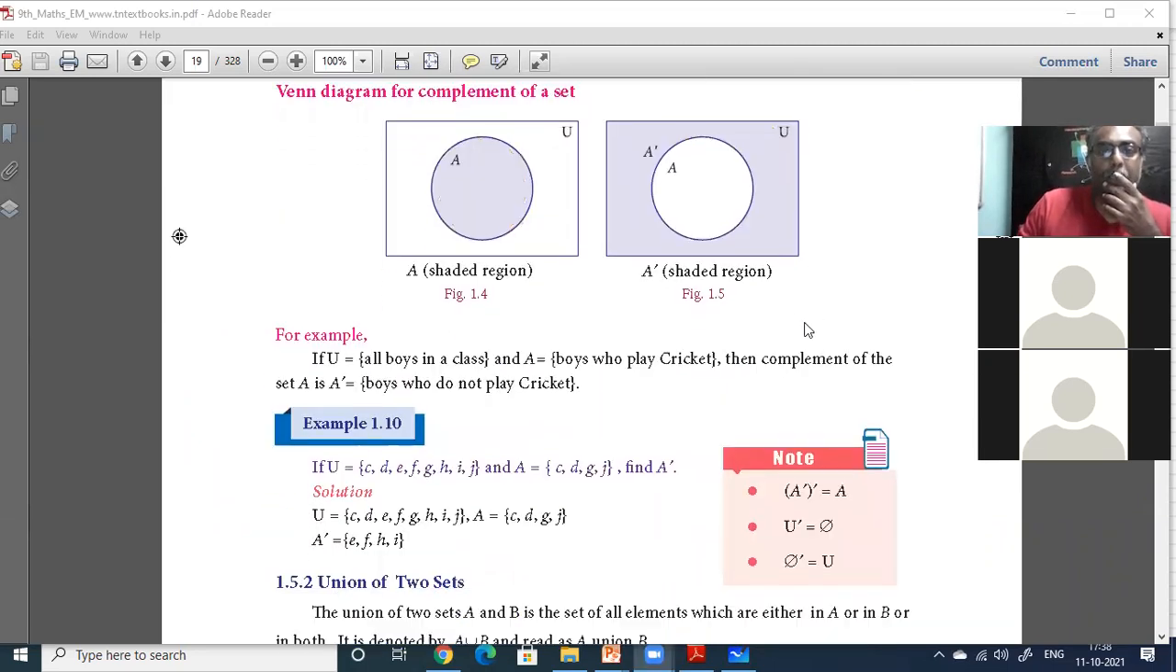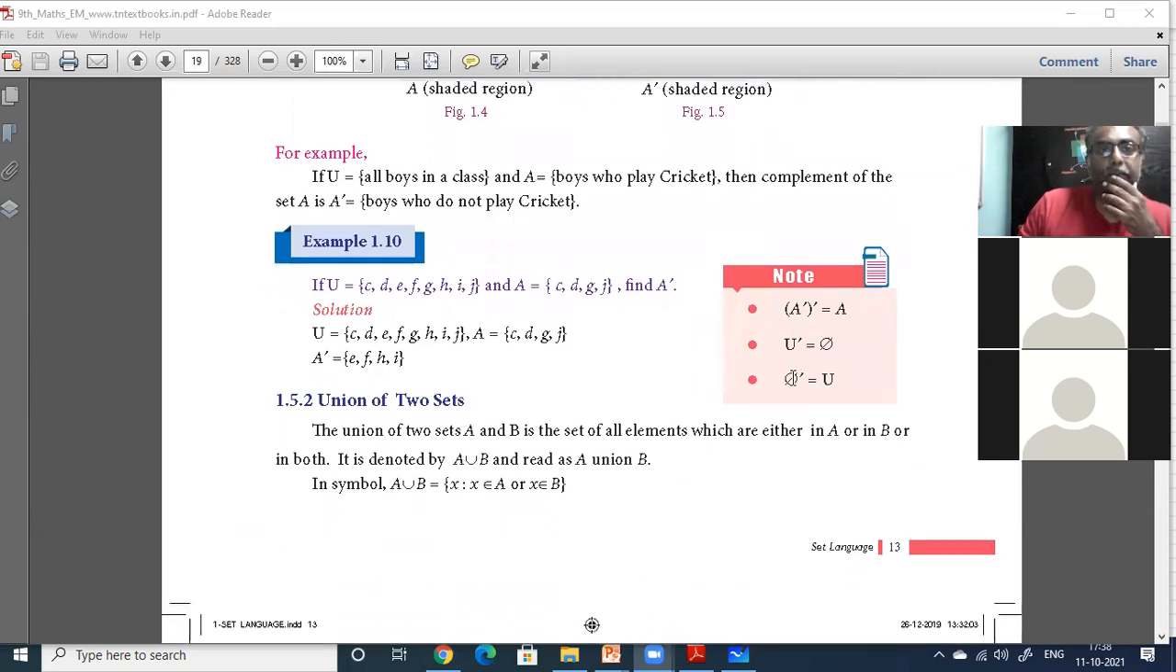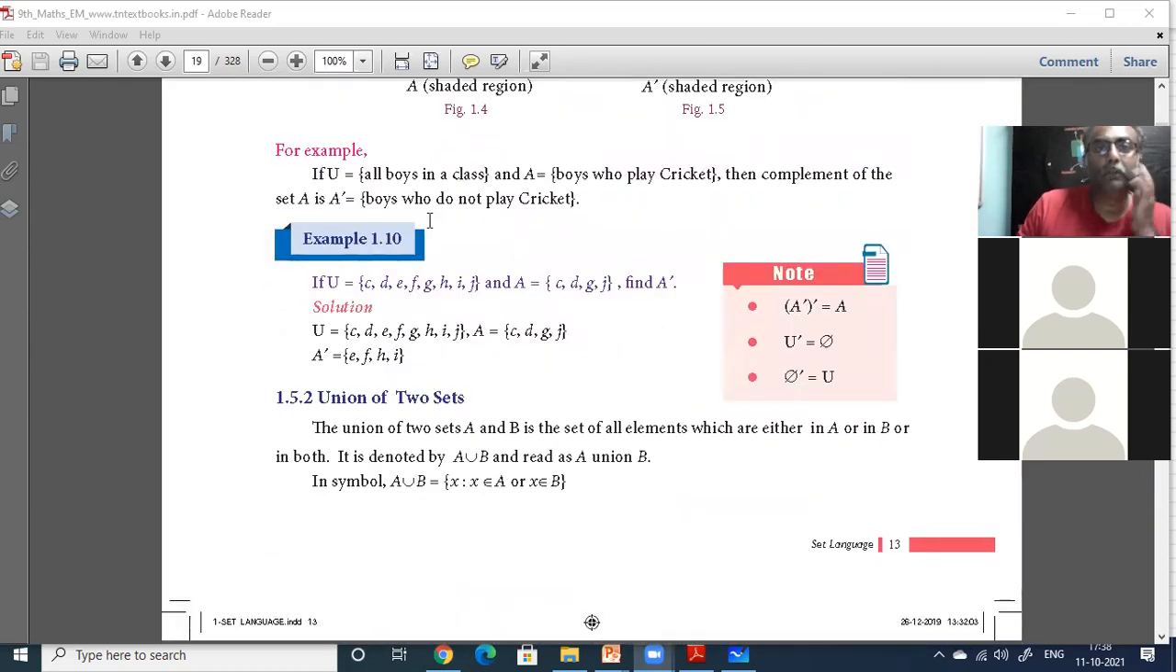Now let us do an example. If U is equal to all the boys in a class, and A is equal to boys who play cricket. Some 50 boys are in a class, 20 boys or 10 boys play cricket. Then how many boys don't play cricket? That will be the complement set A. The names of all the boys who do not play cricket will be A complement.